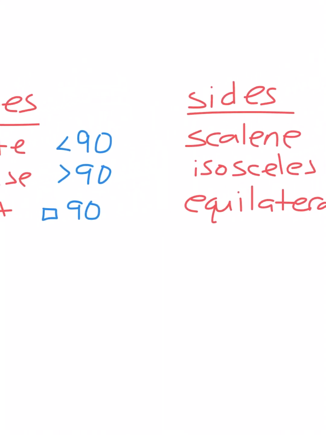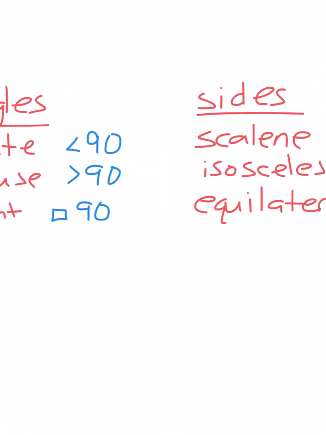What does it mean to be scalene? It means none. None are the same. What does it mean for isosceles? 2. 2 are the same. What about equilateral? All are the same. Equilateral sounds like a shape.